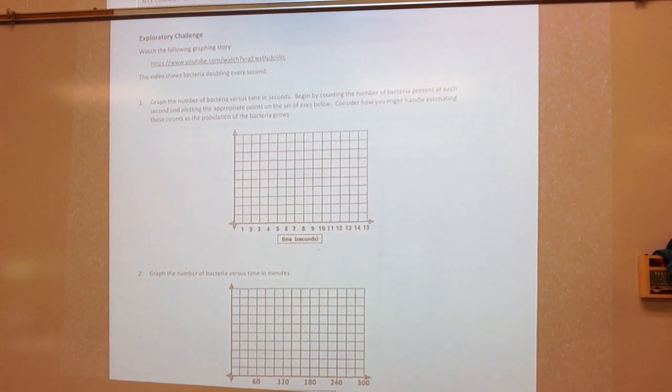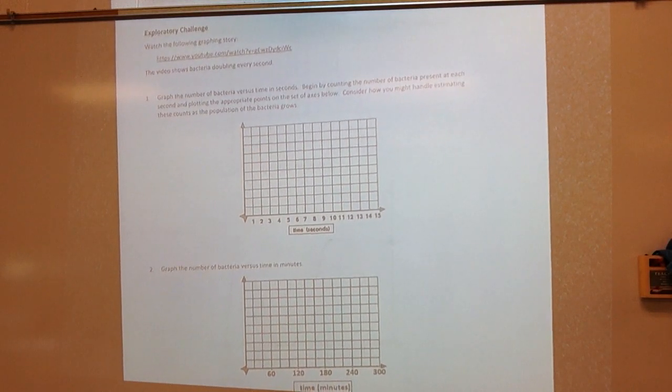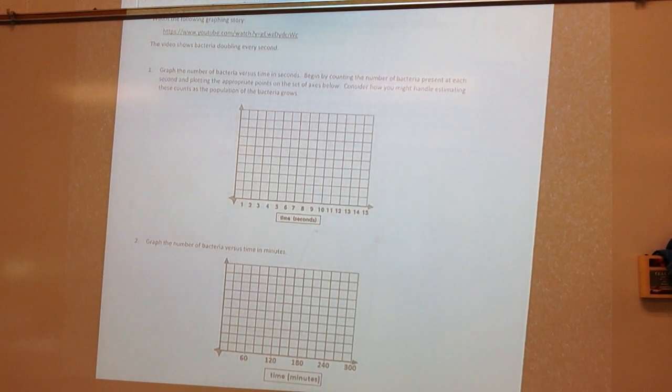Alright, so I told you to pay attention to the number of bacteria. It says graph the number of bacteria versus time in seconds. Begin by counting the number of bacteria present at each second and plotting the appropriate points on the set of axes below. Consider how you might handle estimating these counts as the population of the bacteria grows.